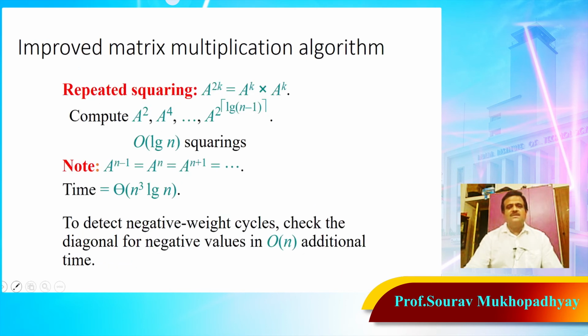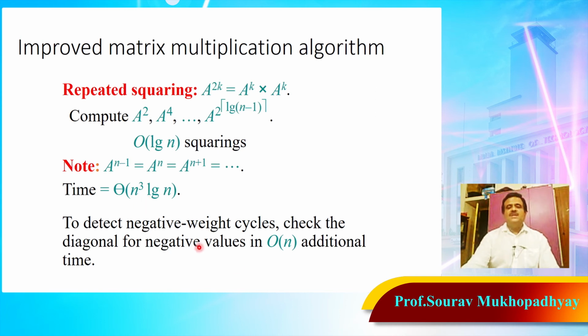So, we can think of this as the matrix multiplication way. We can improve the matrix multiplication algorithm by this squaring. So, we compute A to the power 4 like this. How many squarings this way? Order of log n squarings. Each time we are spending n cube, so this is nothing but n cube log n.